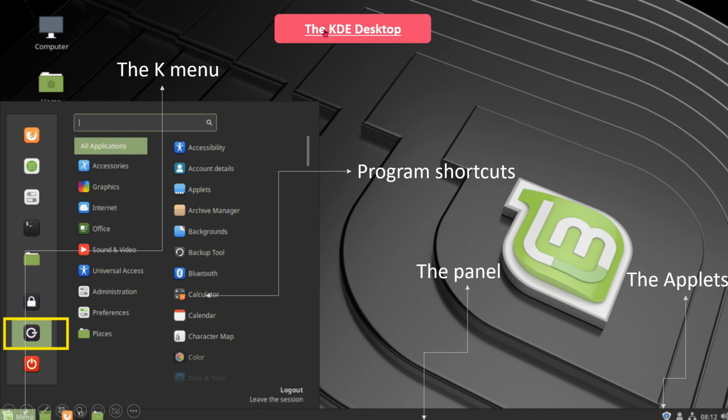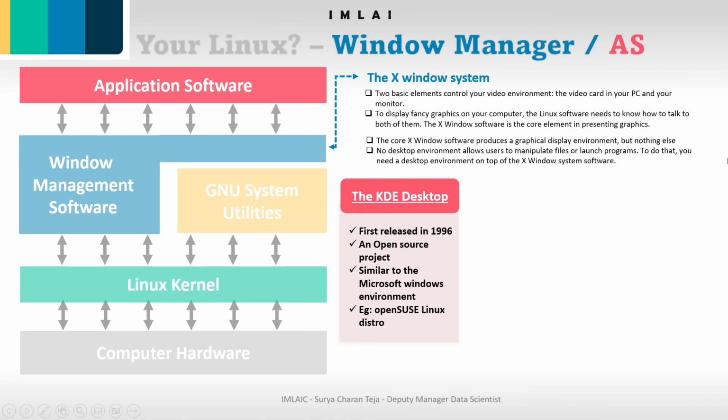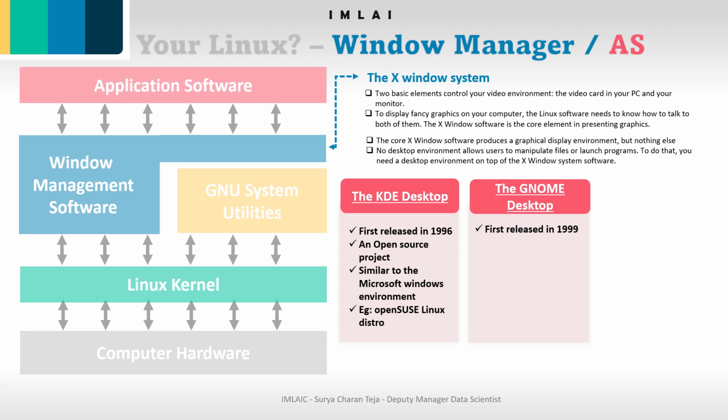So now let's get back to the application software section, and the next one available for us is the GNOME desktop, the GNU Network Object Model Environment. That's what the abbreviation GNOME stands for. This is a very famous one. The GNOME desktop is another popular Linux desktop environment, first released in 1999. GNOME has become the default desktop environment for many Linux distributions.